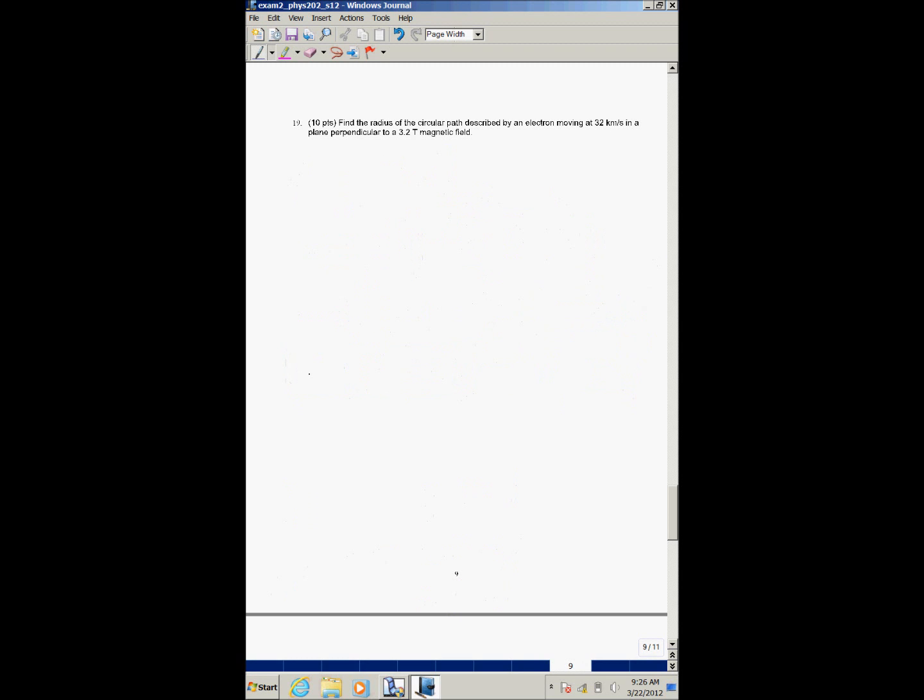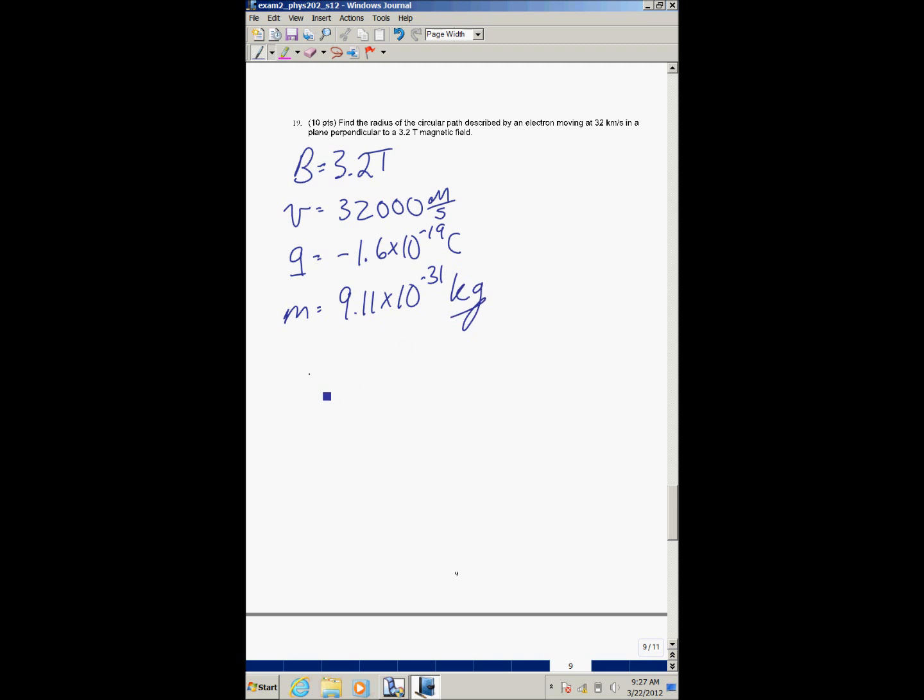Alright, find the radius of the circular path. An electron moving at 32 kilometers per second in a plane perpendicular to a 3.2 Tesla magnetic field. Alright, B is 3.2. V is 32 kilometers per second, which is 32,000 meters per second in SI units. Q, it's an electron, so Q is negative 1.6 times 10 to the minus 19 coulombs. And then M is 9.11 times 10 to the minus 31 kilograms.